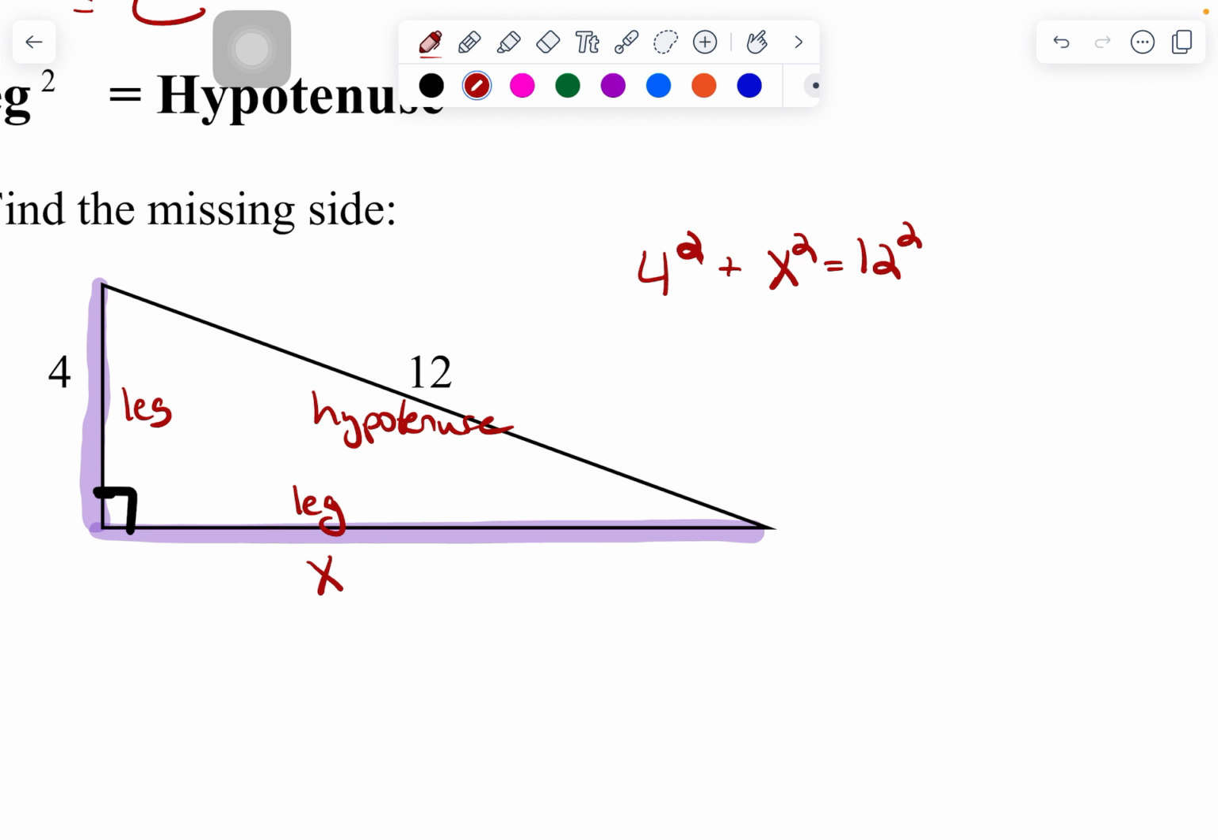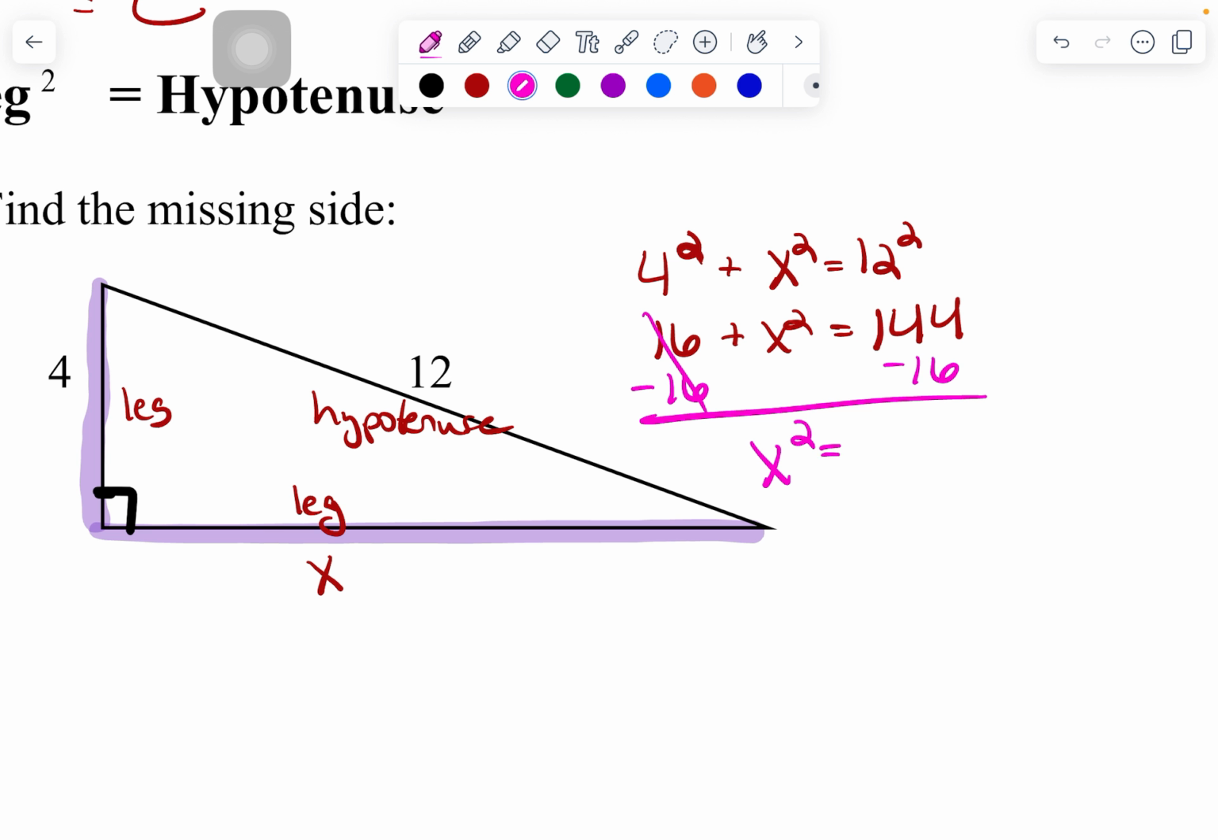All right, so let's see. 4 squared is 16 plus x squared. 12 squared is 144. Now to solve for x squared, I'm going to subtract 16 from both sides. So x squared equals, let's see what happens here. Borrow, whoops, that's a 3. 14, 8, 128. I think that's right. Minus, yeah, it's 128.